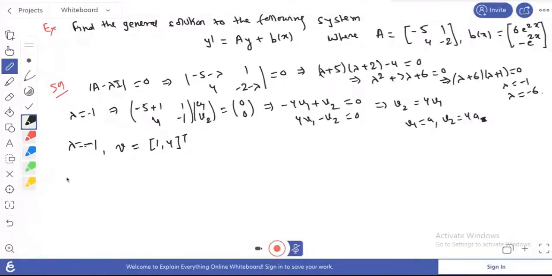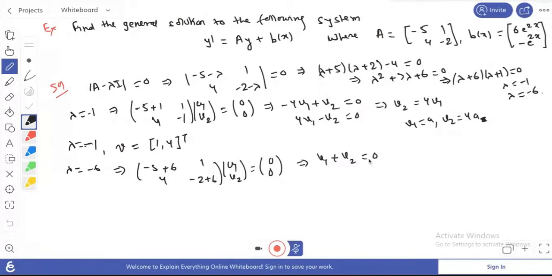Similarly for lambda equals minus 6, your matrix is plus 6 1, 4, and the eigenvector equals 0 0. From the second equation, v1 plus 4 v2 equals 0, so v1 is minus v2. If v2 is a, v1 is minus a, so your vector is 1 minus 1 transpose.